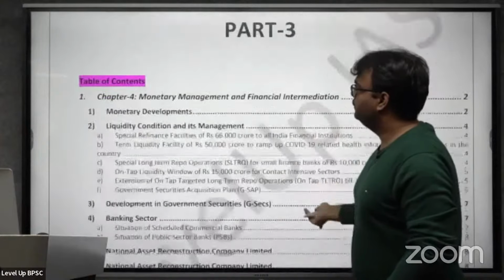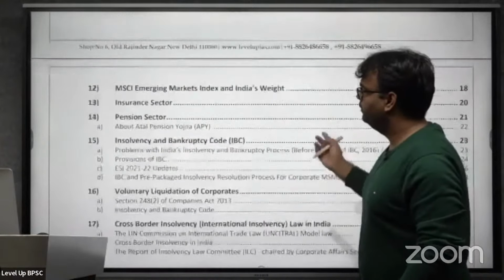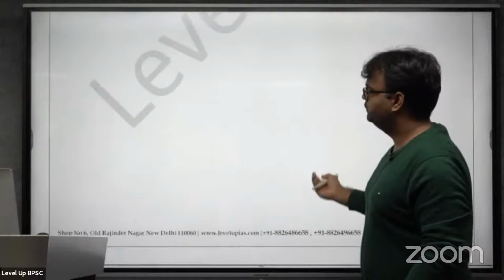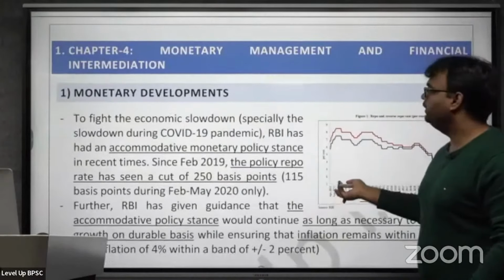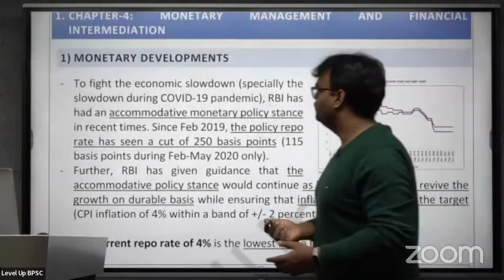So let's start with it. First thing that we're looking at is the development in monetary policy.